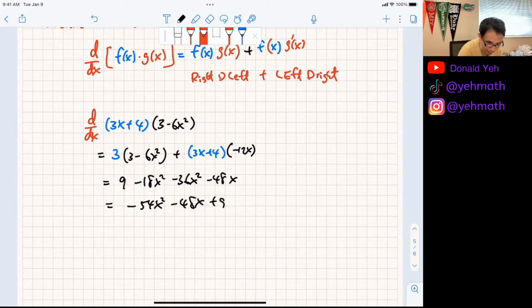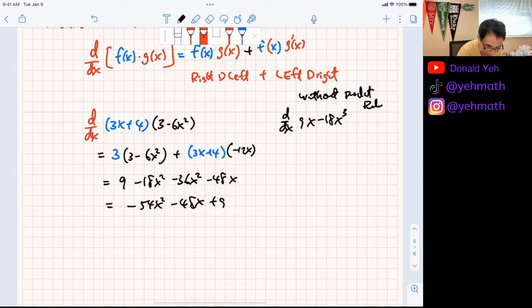Now I'm going to show you how to do it if you just distribute it. You're going to find out that's much quicker. So without product rule, it just had to distribute. So that's going to be 9x, right? Minus 18x to the third, I think, plus 12, and minus 24x squared.